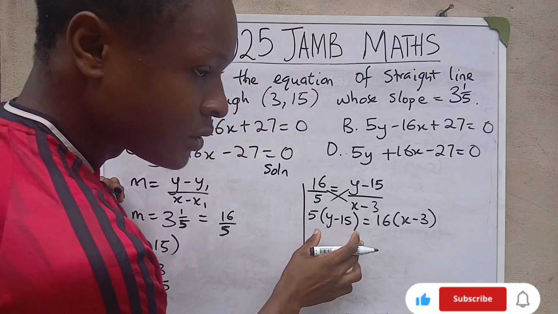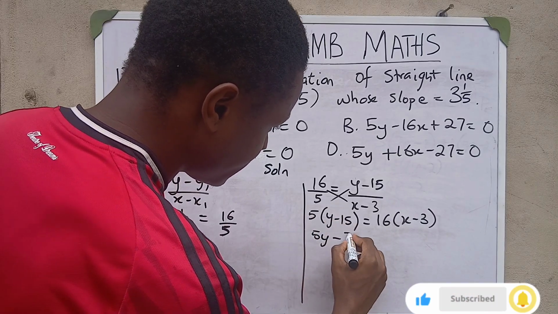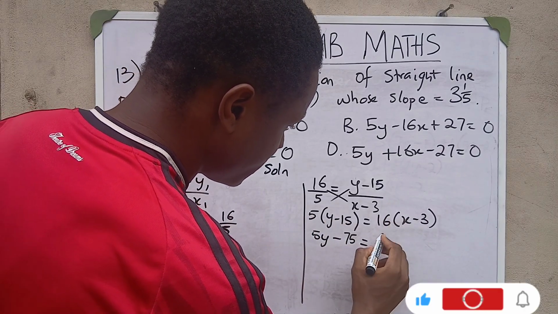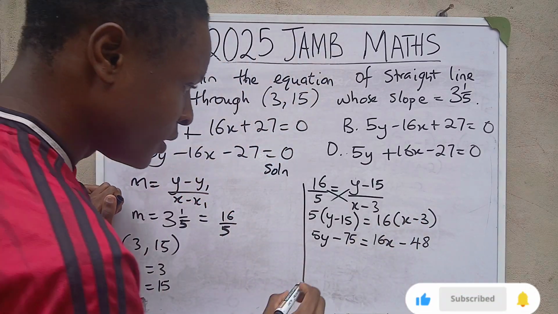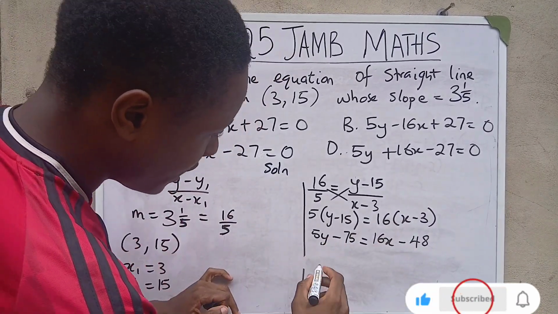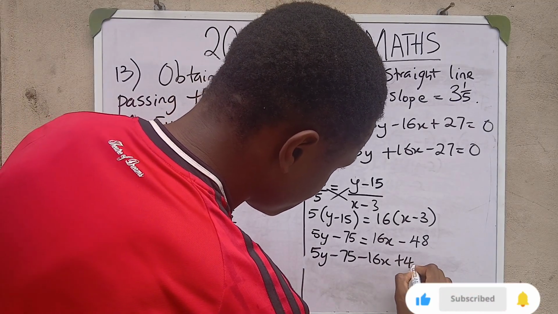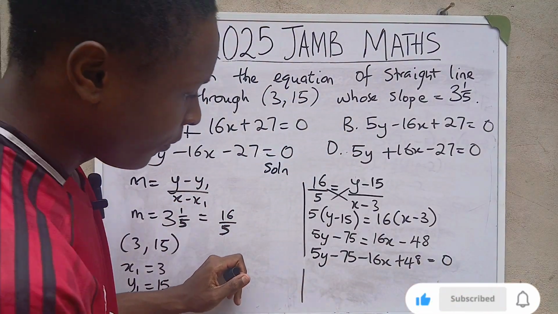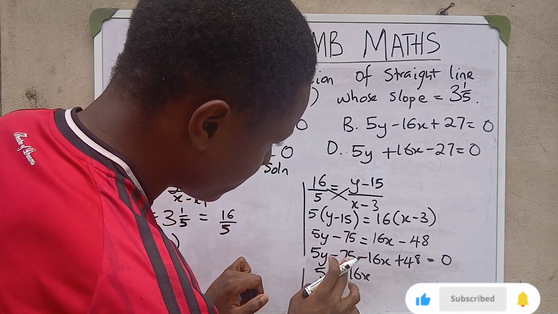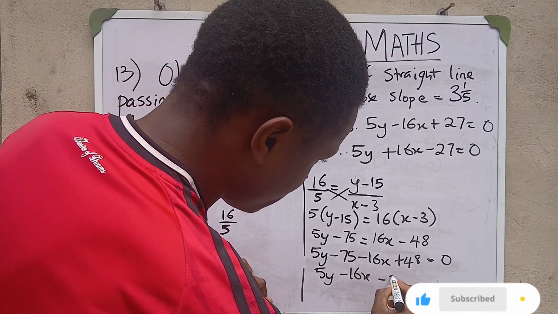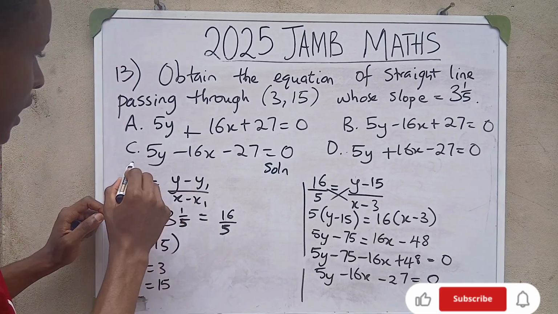So 5 times y, 5y minus 5 times 15, 75, is equal to 16 times x, 16x minus 16 times 3, 48. So taking everything to the other side, we have 5y minus 75 minus 16x plus 48 is equal to 0. Now collecting like terms, we have 5y minus 16x minus 75 plus 48, which is minus 27, equals 0. So the correct answer is option C.